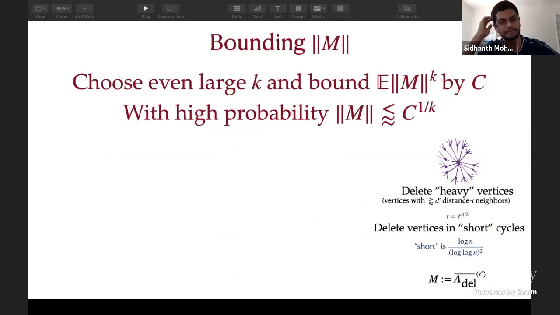So now we're going to jump into the proof of bounding the operator norm of M, but I'm going to pause for a second to see if there are questions.